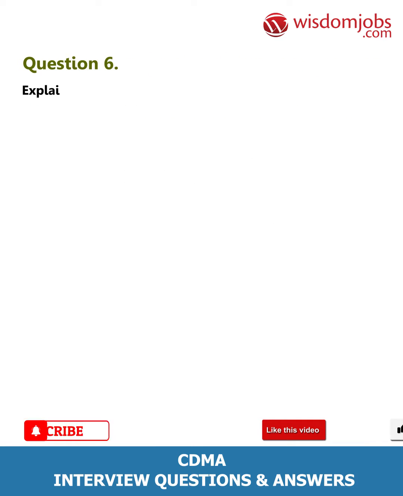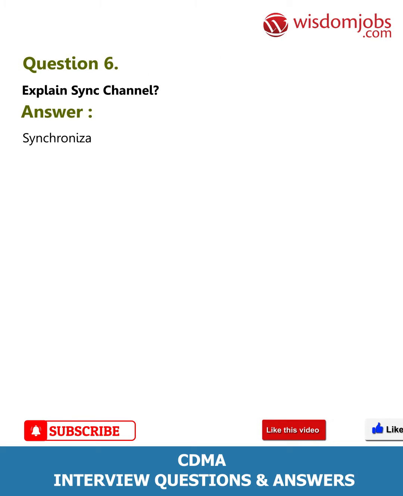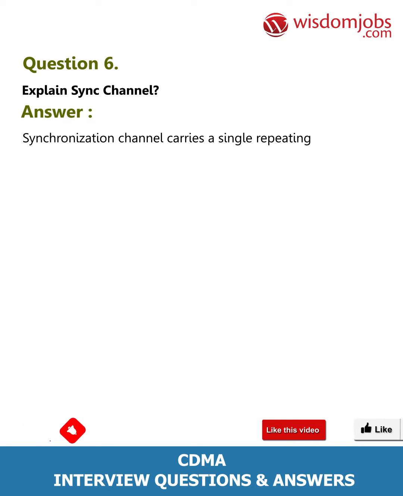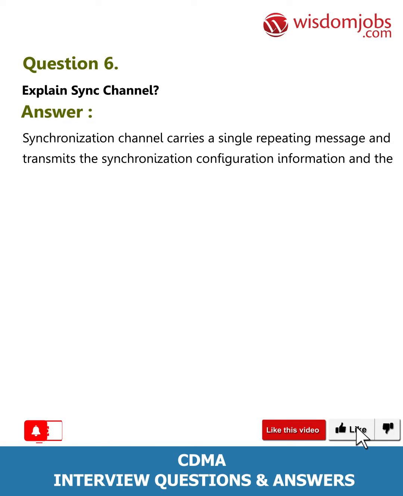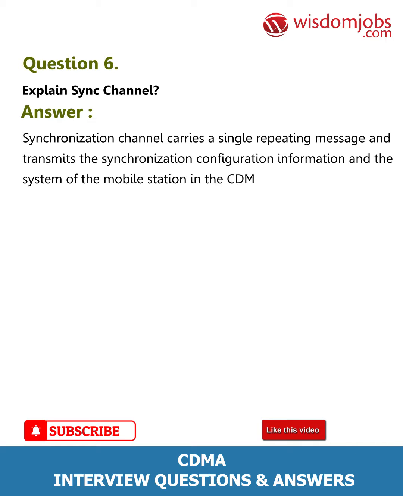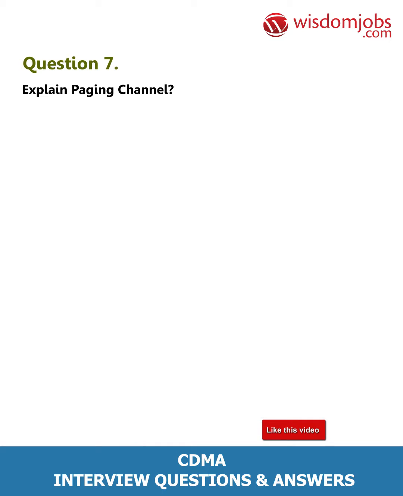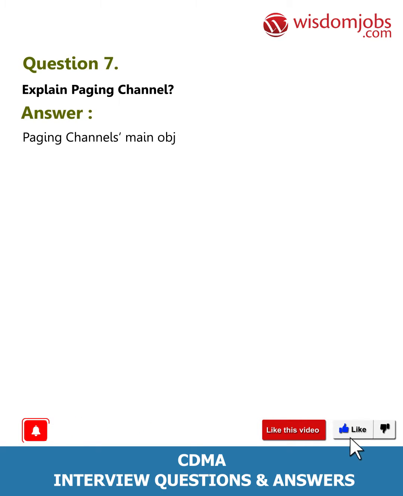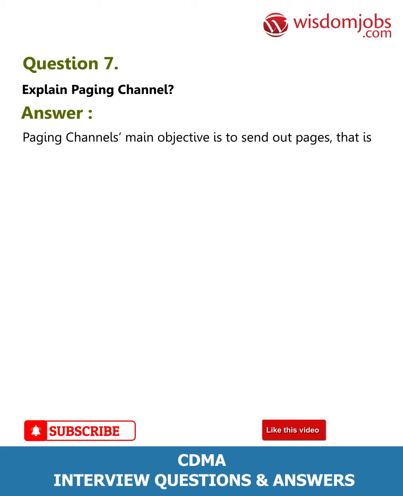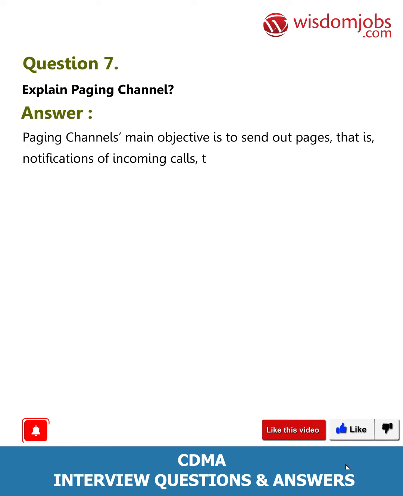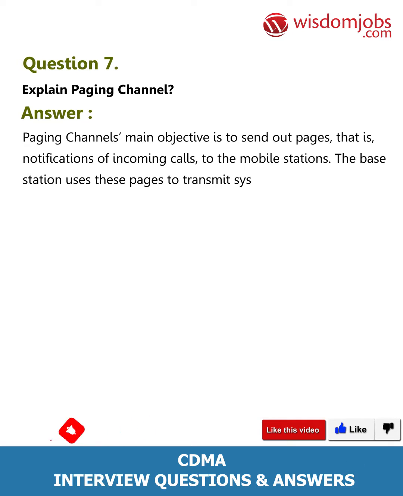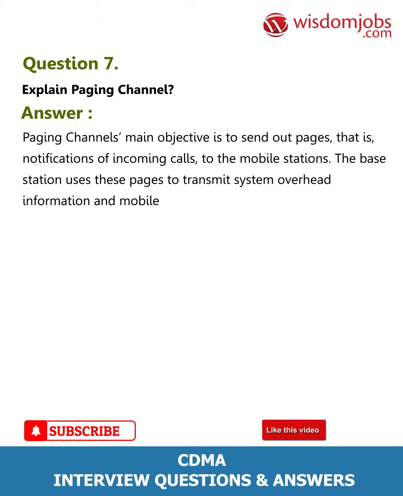Question 6. Explain sync channel. Answer. The synchronization channel carries a single repeating message and transmits the synchronization configuration information of the system to the mobile station in the CDMA system. Question 7. Explain paging channel. Answer. The paging channel's main objective is to send out pages, that is, notifications of incoming calls, to the mobile stations. The base station uses these pages to transmit system overhead information and mobile station specific messages.